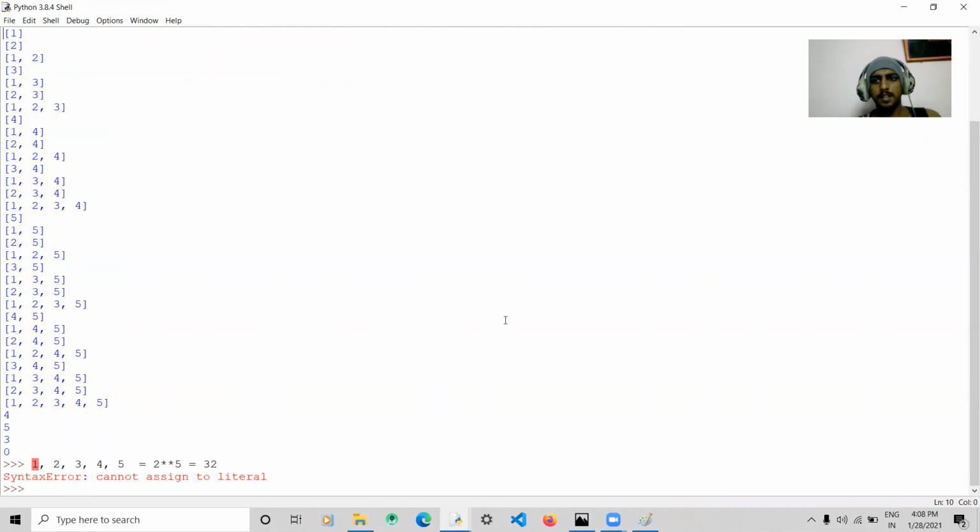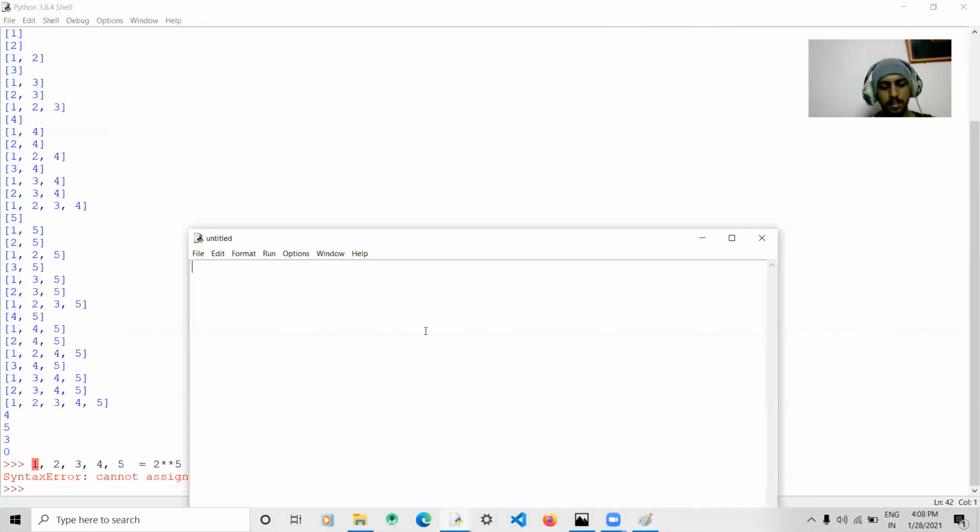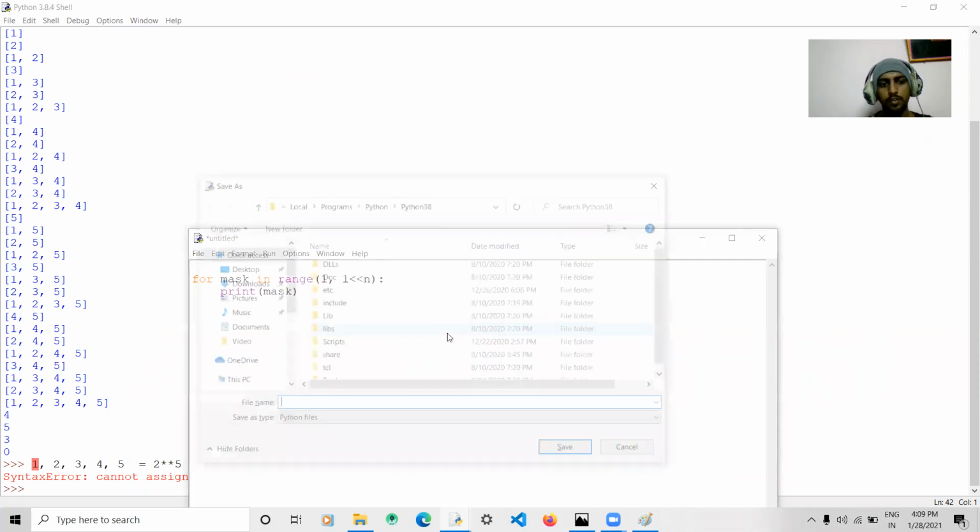So we get that subset using a technique like this. See, we start, we say this is a mask. For mask in range, we start with 1 because we don't want an empty subset, and we end at 1 to the n. Just let me print this to show you what's happening.